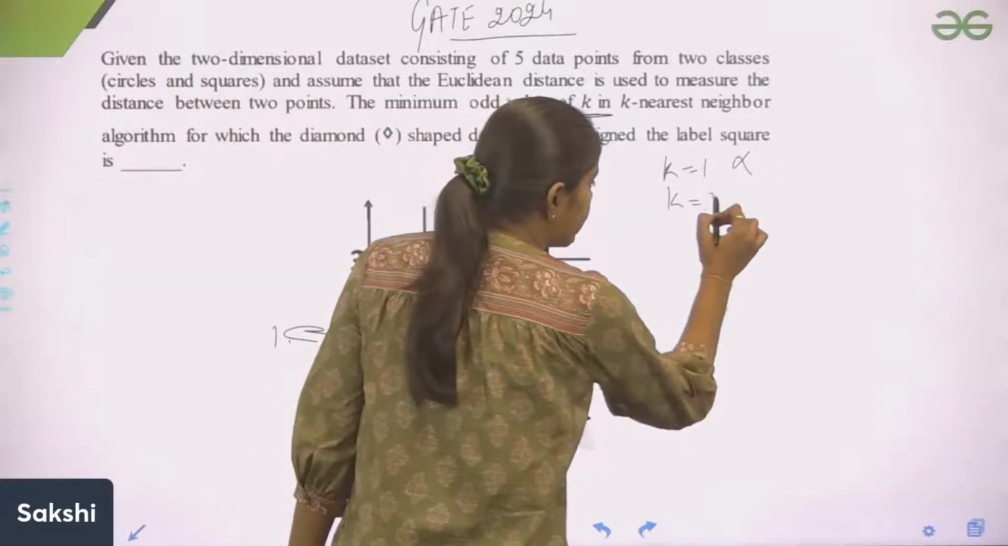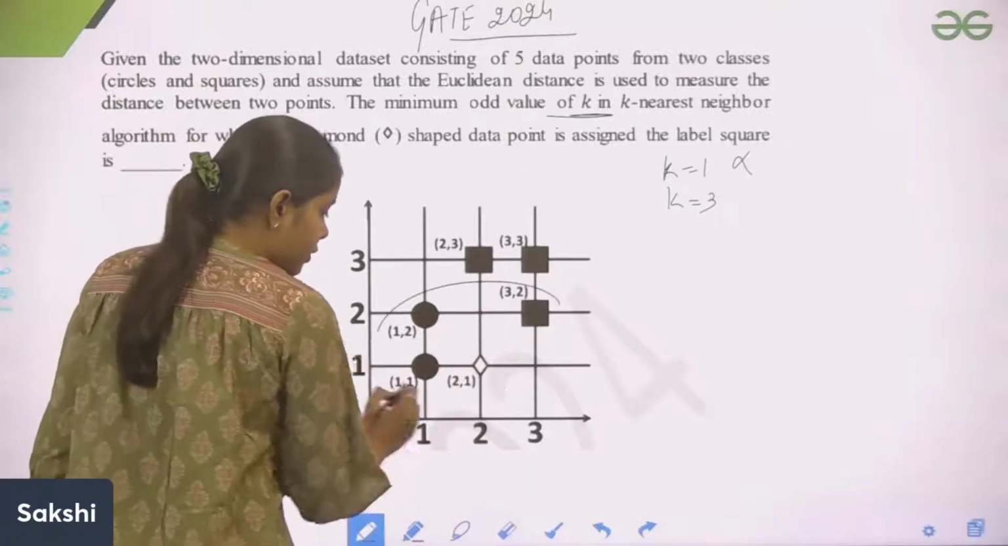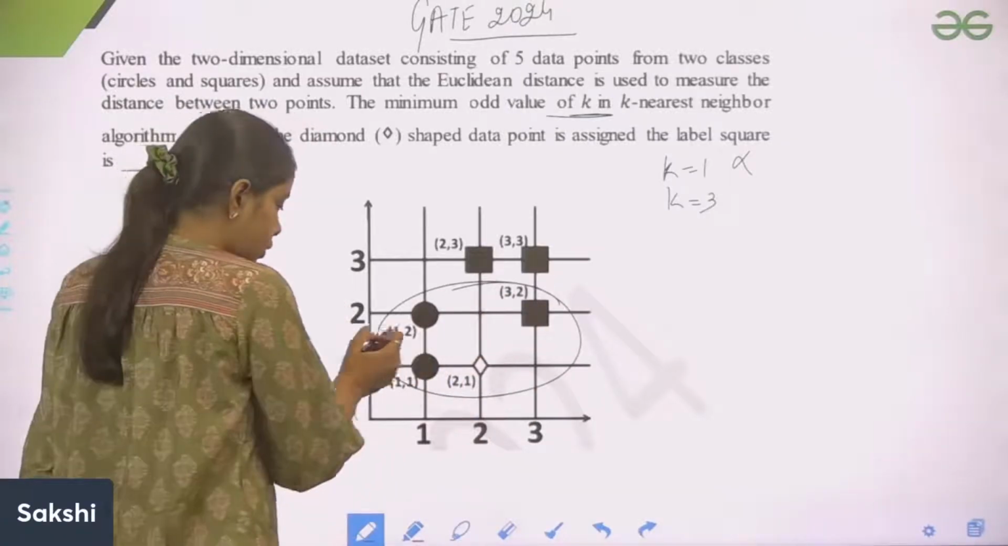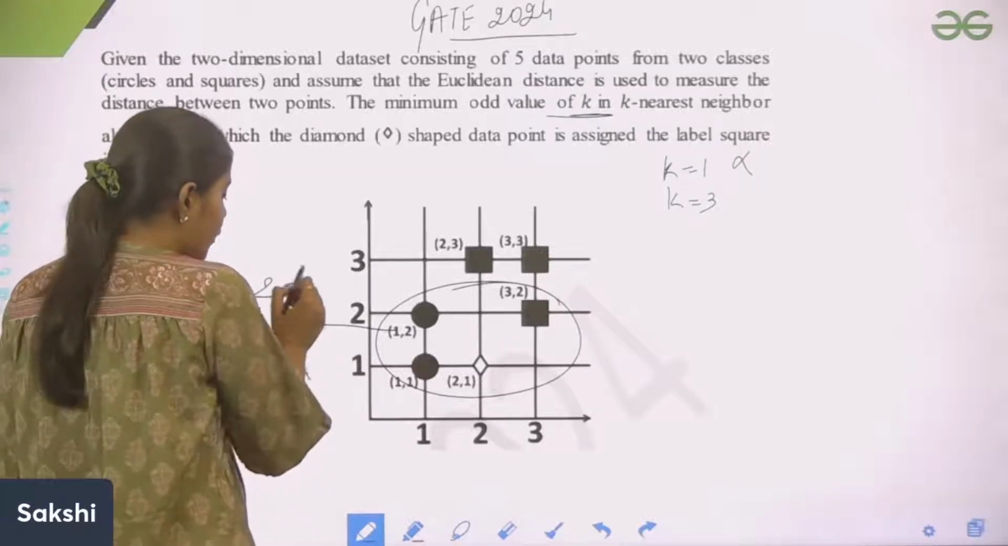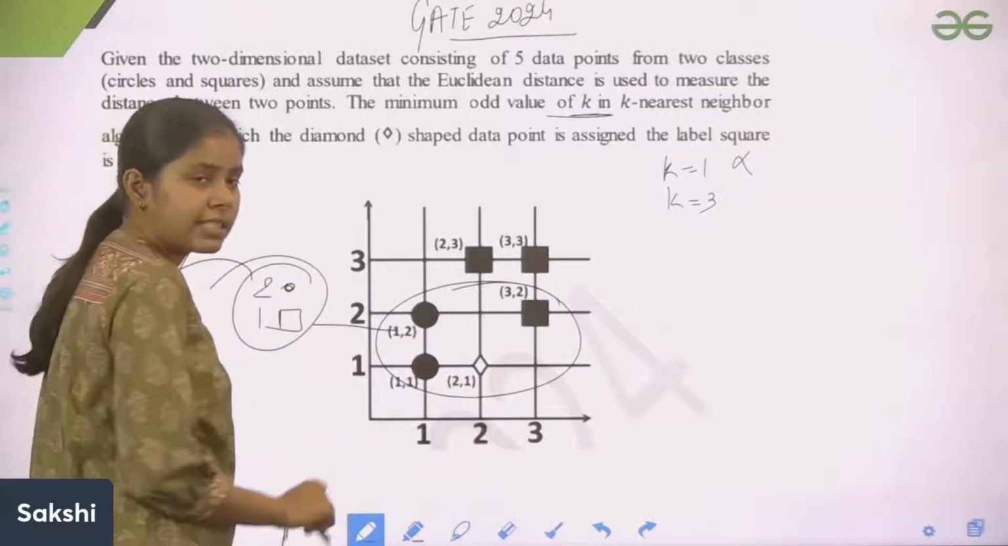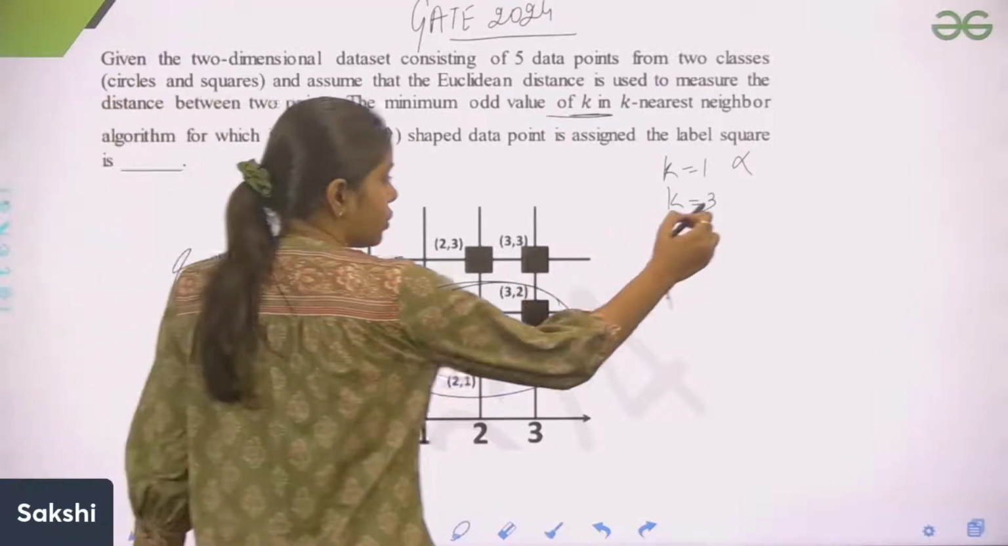Let's say I'm taking k equals 3 because they are saying odd value. If I take 3 nearest points, these 3 would be the nearest points: 2 circles and 1 square. So obviously circle is more, so that means the diamond is assigned as circle, but we want the diamond to be assigned as square. So this is also not true.